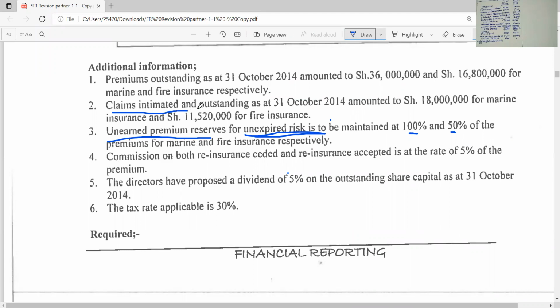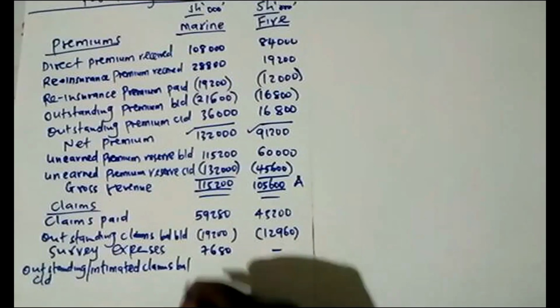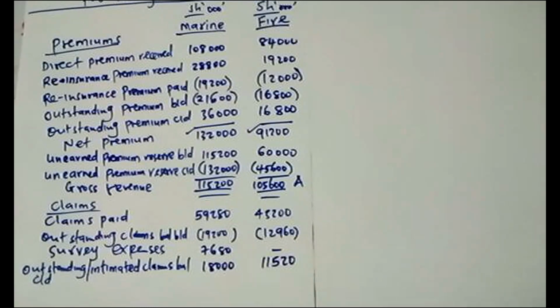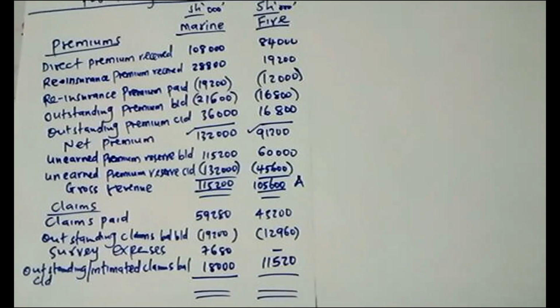They said that claims intimated and outstanding, as at 31st October, amounted to 18,000 and 11,520. So we have the 18,000 and we have the 11,520. So up to that point, we can get the total amount under the claims.